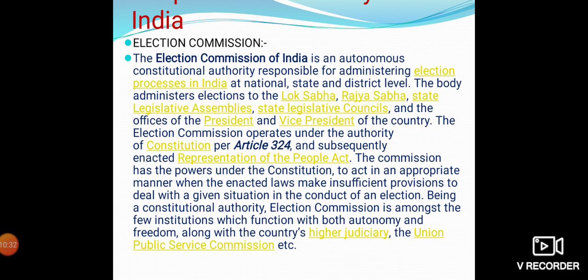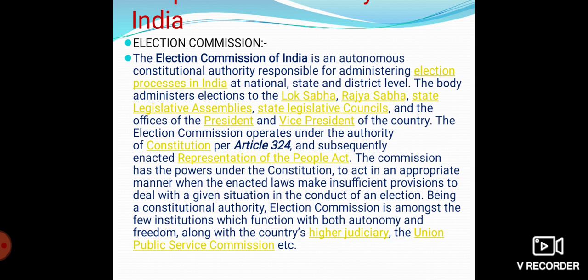The important topic of this chapter again, Election Commission. The Election Commission of India is an autonomous constitutional authority responsible for administering election processes in India at national, state and district level. The body administers elections to the Lok Sabha, Rajya Sabha, the State Legislative Assembly, the State Legislative Council and the offices of the President and Vice President of the country.